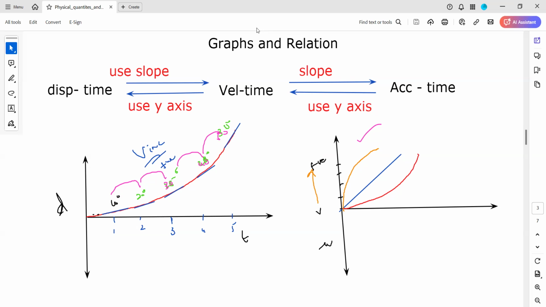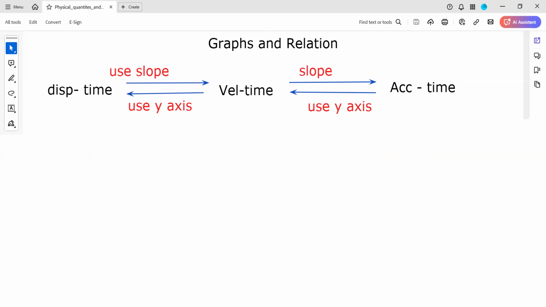In the same way, from the velocity time graph, you can work out the acceleration time graph as well, in the same manner. So if you have a velocity time graph, say it is like this. If we need an acceleration time graph, we have to check the slope. What is the slope of this line? Is it increasing?